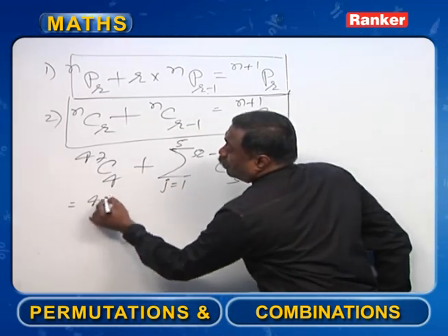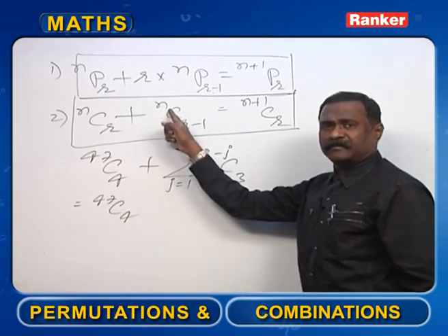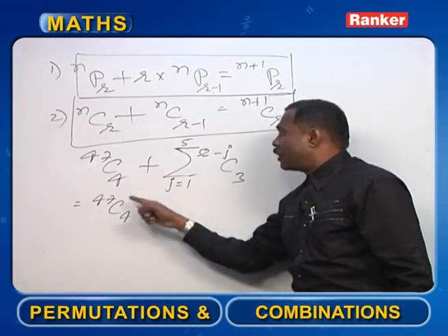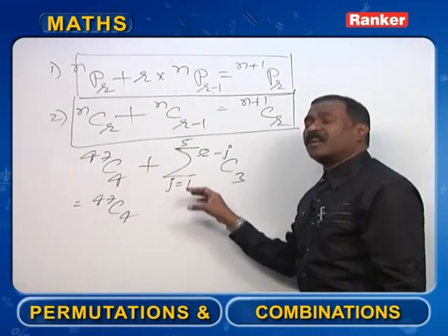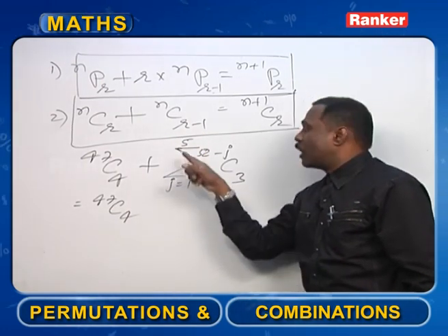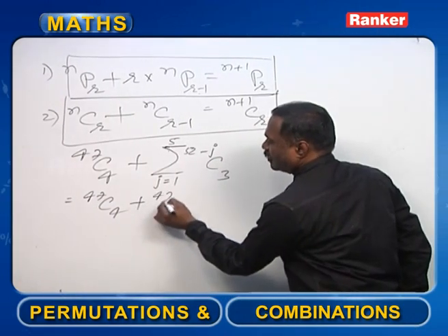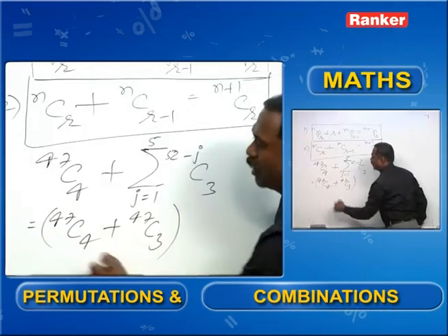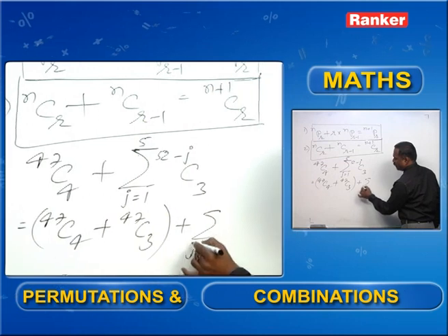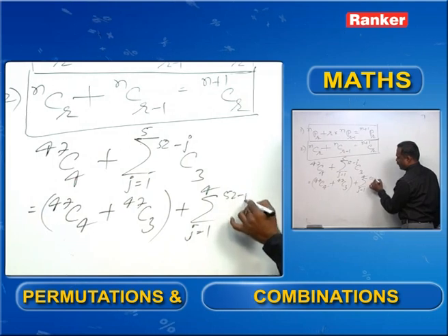See, 47C4, here you have n, here you have n. This becomes n plus 1. So I want such a combination wherein I'll get 47. Generally we expand sigma from lower to higher, but I'll expand sigma from higher to lower. So I'll substitute 5 here. 52 minus 5 is nothing but 47C3. One term taken. Then sigma j runs from 1 to 4 now, (52 minus j) C3.